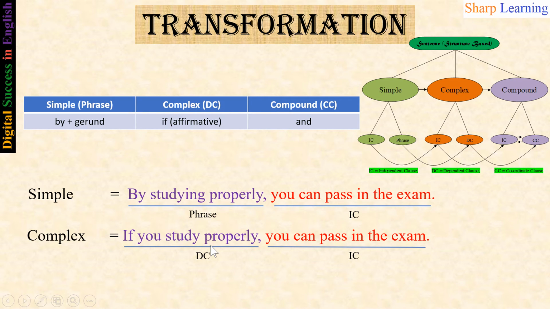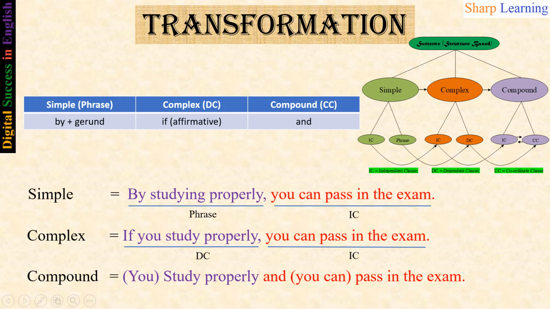Then how can you make it compound? Nothing else. This DC will be IC and this IC will be a CC. See here, you study properly and you can pass in the examination. You can say in this way or you can say simply, study properly and pass in the examination. It is IC, it is CC.